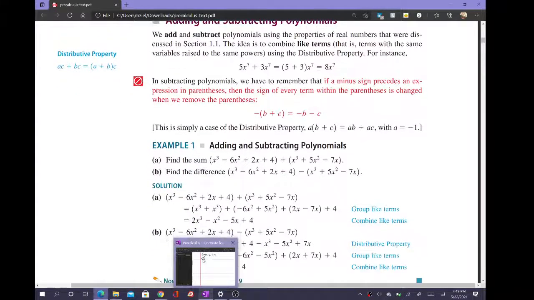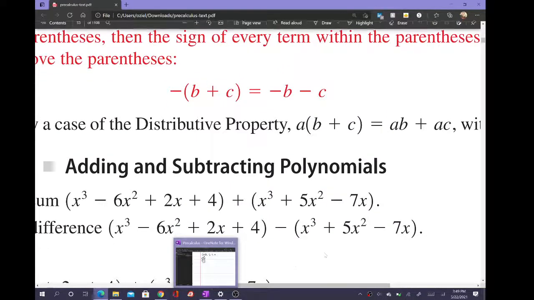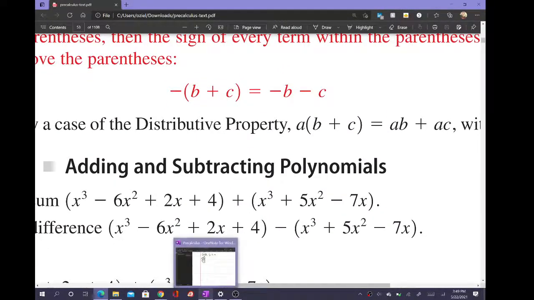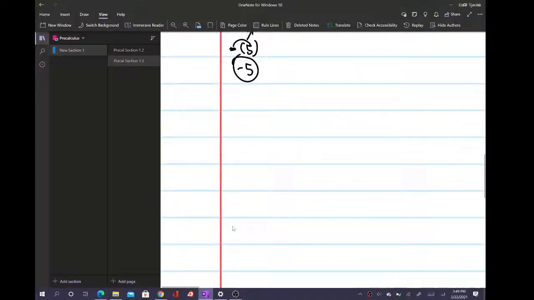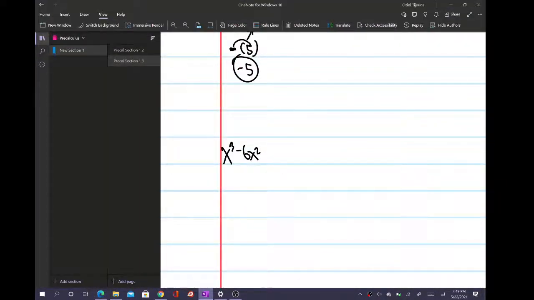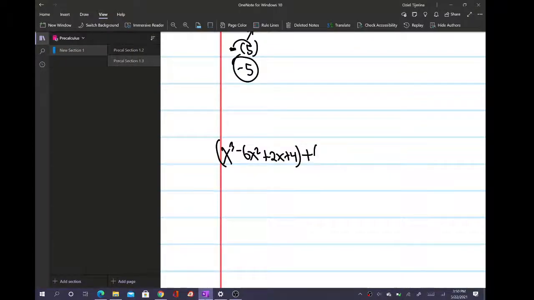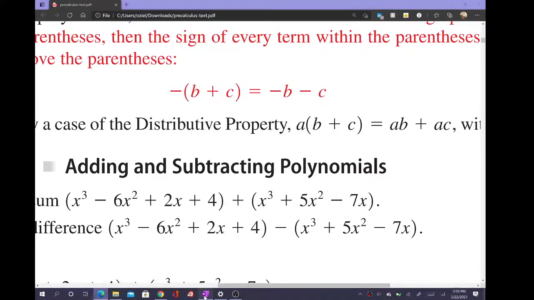All right, so let's just go over this first one, even though I know you probably saw the solution already. We have, find the sum of this expression. It says x cubed minus 6x squared plus 2x plus 4, plus x cubed, and then it says plus 5x squared minus 7x.